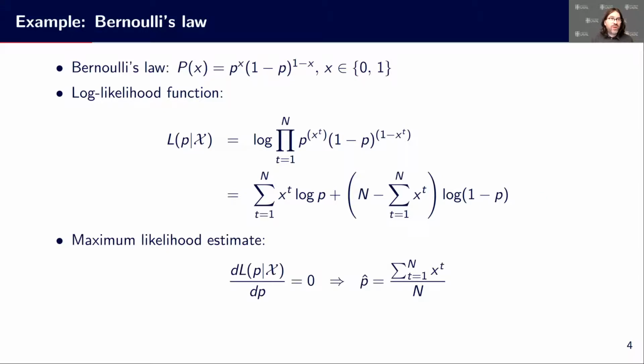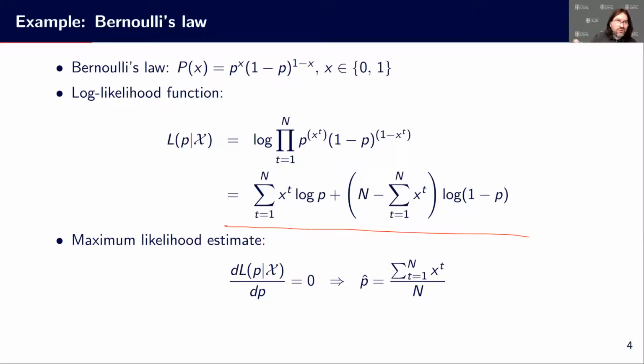And from that, we want to get the maximum likelihood estimate. How can we get the maximum of such a function? We can simply get the derivative of that function according to p, and set this derivative equal to 0. So we take this equation and compute the derivative according to p.